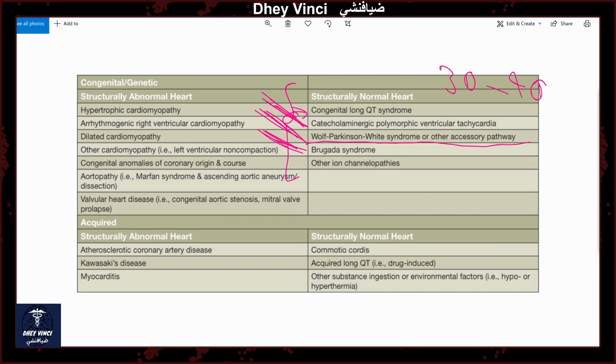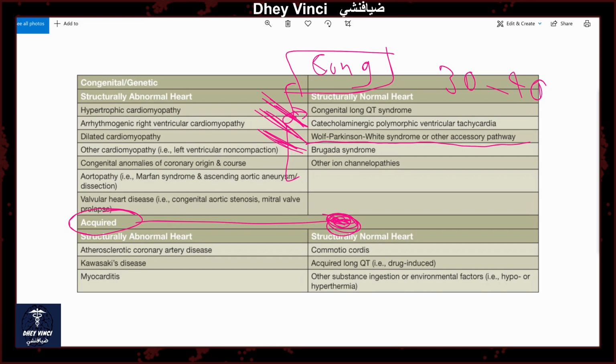Okay, so these are, let's say, congenital causes of arrhythmia in athletic people. Here we have the acquired causes, the acquired causes of arrhythmogenic disorders that are not present from birth.